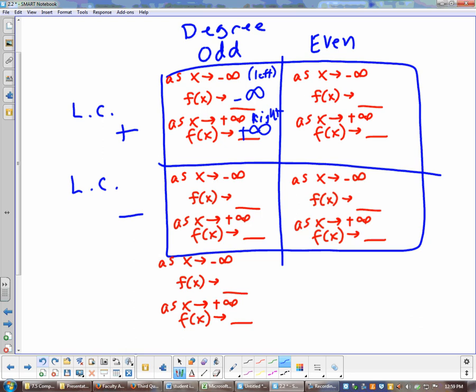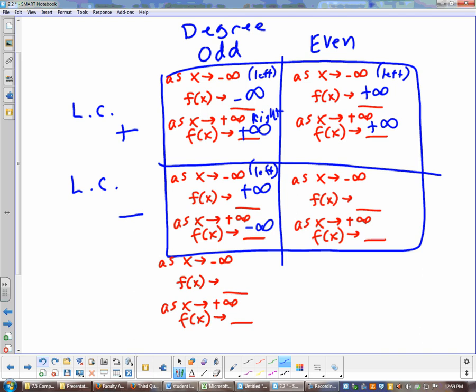So as x approaches negative infinity for degree odd, leading coefficient negative, that means we're starting high. So f of x is approaching what? The further and further we go to the left, it's going where? Positive infinity. And this one's going to be negative infinity because it ends low. Everybody agree? What about this one? As x approaches negative infinity, again, that means the further we go to the left, what's happening with the function? Positive infinity because it's starting high and it ends high, so this is also going to be positive infinity.